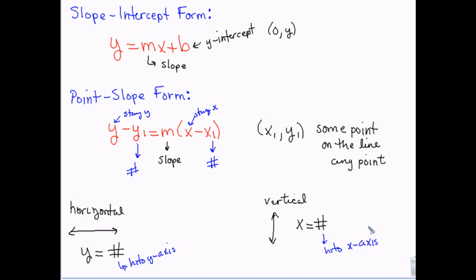So if you've got a horizontal or a vertical line, you don't need to go through all of this to try to figure it out. You just look at where it's hitting the axis, and if it's hitting the y-axis, it's y equals. If it's hitting the x-axis, it's x equals.